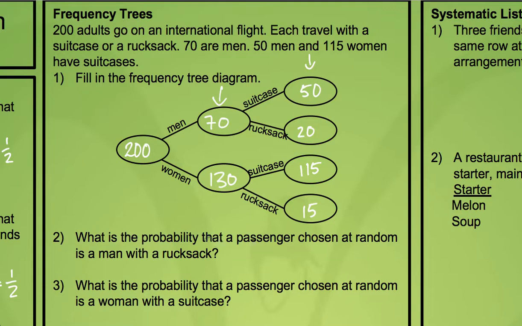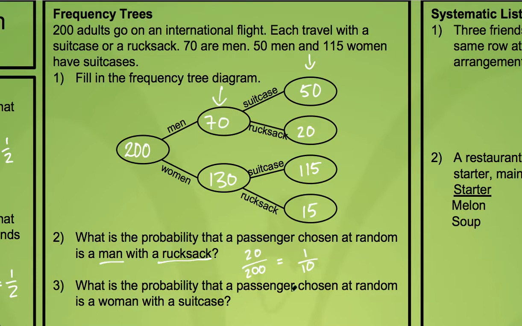Question 2, what is the probability that a passenger chosen at random is a man with a rucksack? So we're talking about men only with rucksack, that is 20 out of the total of 200, which could also be written as 1 in 10 when you simplify it.